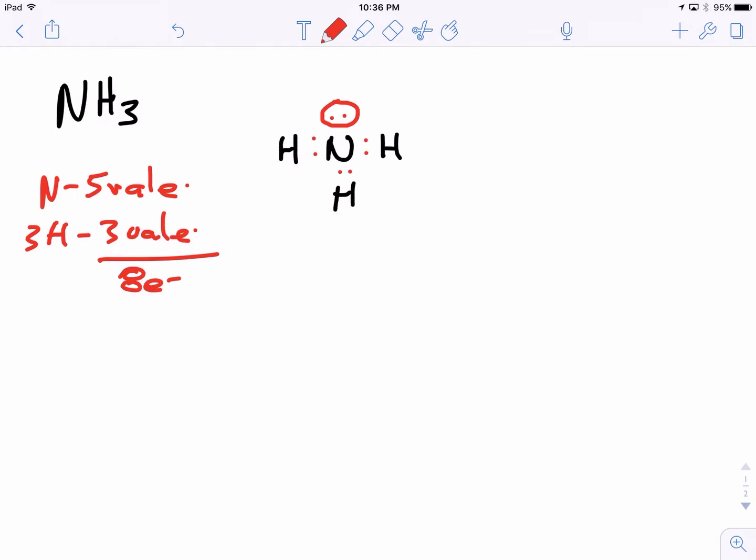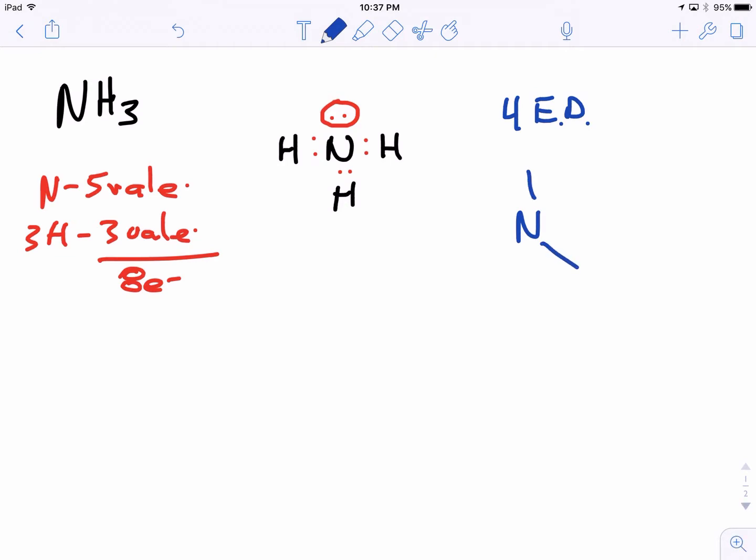Now we're going to go ahead and do the VSEPR. For starters, we want to figure out how many electron domains we have. If I look around the nitrogen, there are 4 electron domains around the central atom: 3 that are bonding and 1 that is non-bonding. And so those 4 electron domains, getting as far away from each other as possible, are going to form a tetrahedral.